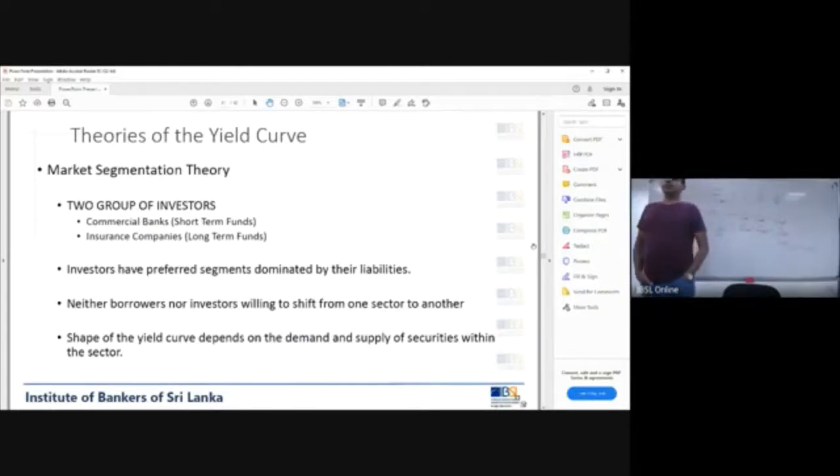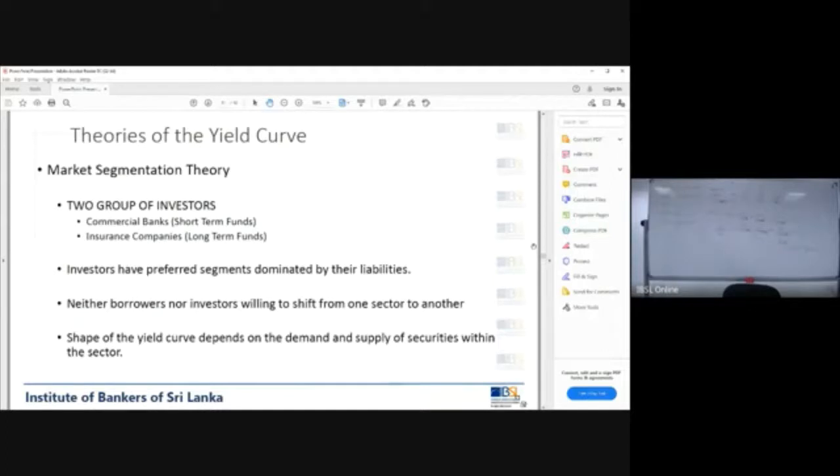So the next theory is called market segmentation theory. There are two groups of investors: commercial banks and insurance companies. Now, banks have relatively shorter tenor liabilities, whereas insurance funds have long-term liabilities, long-term life funds that can run about 20, maybe 30 years. But banks have relatively lower maturity assets.